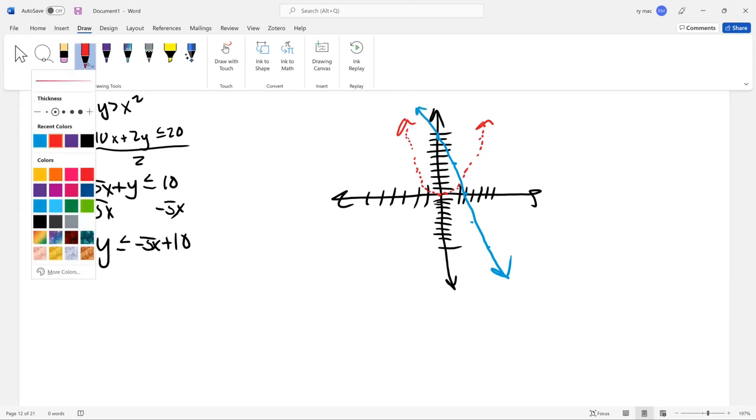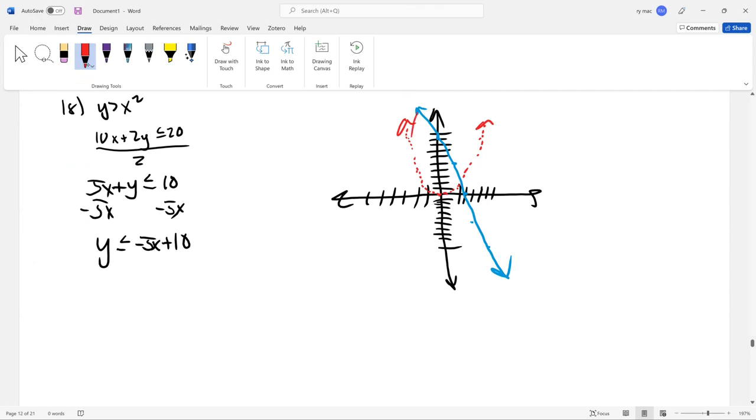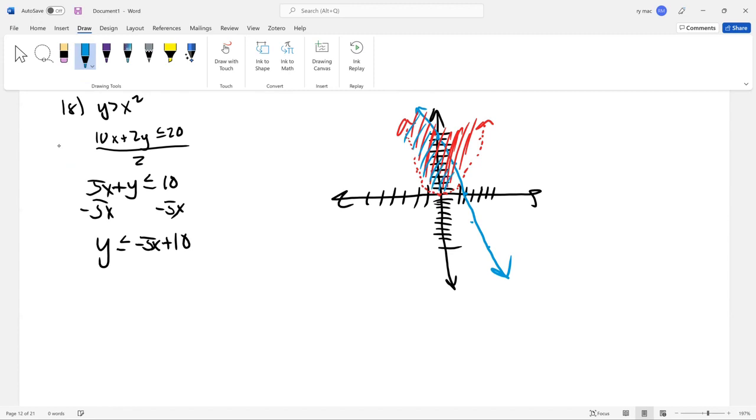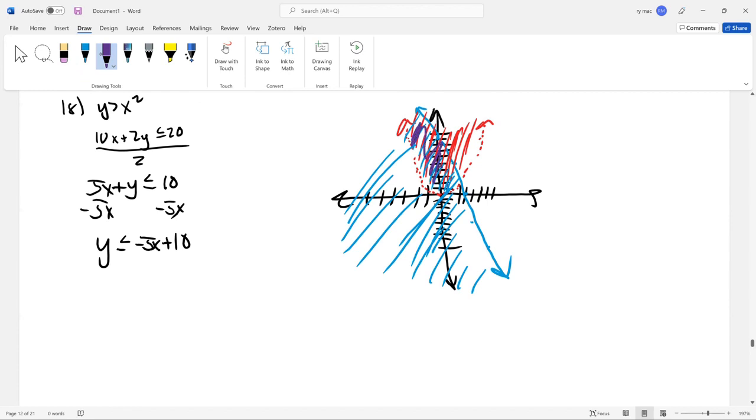So for my parabola, it says that y is greater than, so I'll shade up above the line. And for my other one, it's less than, so I'll shade down. Should keep shading all the way down. So my place that overlaps, which is going to be purple, is this middle section right here.